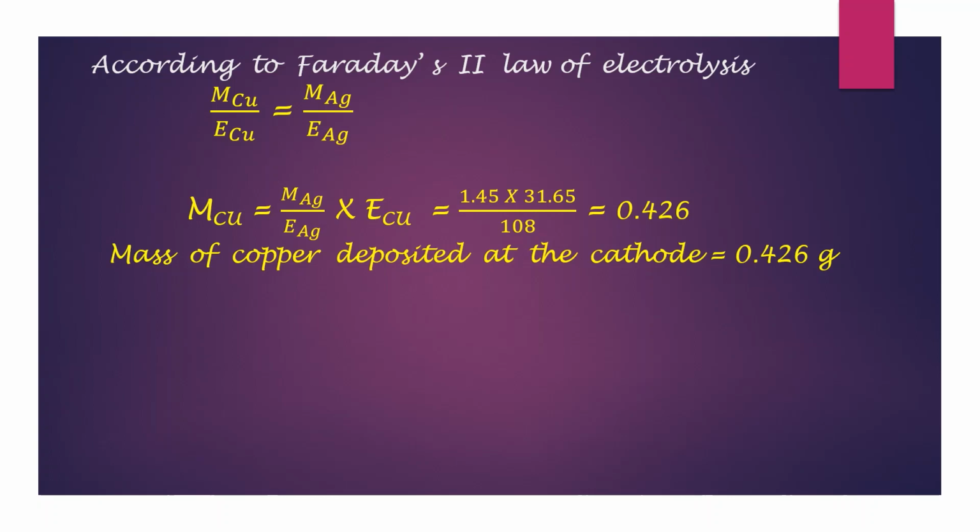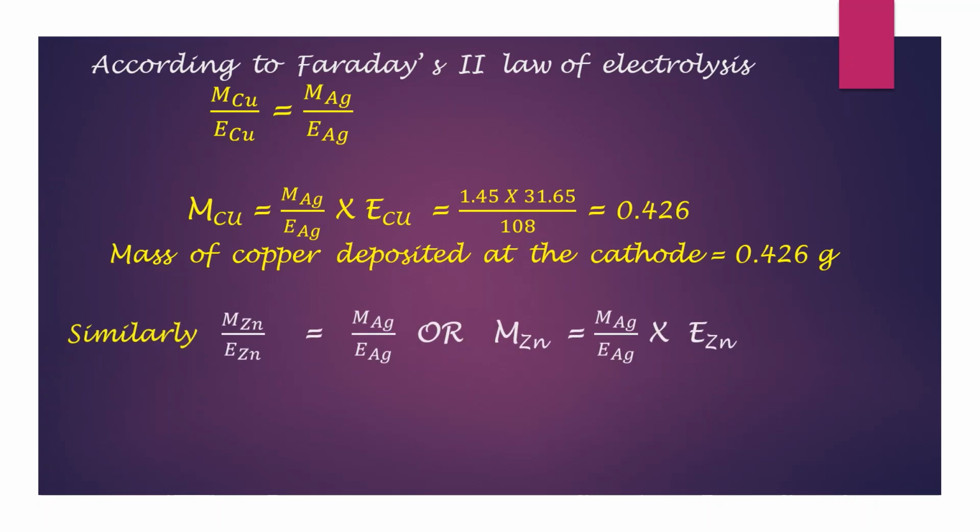In the same manner, let us find out the mass of zinc. Similarly, M_Zn divided by E_Zn equals M_Ag divided by E_Ag, or M_Zn equals M_Ag divided by E_Ag into E_Zn. So here, dear friends, E_Zn in the denominator of the left hand side is taken to the numerator of the right hand side, so that will give this equation: M_Zn equals M_Ag divided by E_Ag into E_Zn. Okay, now let us substitute these values.